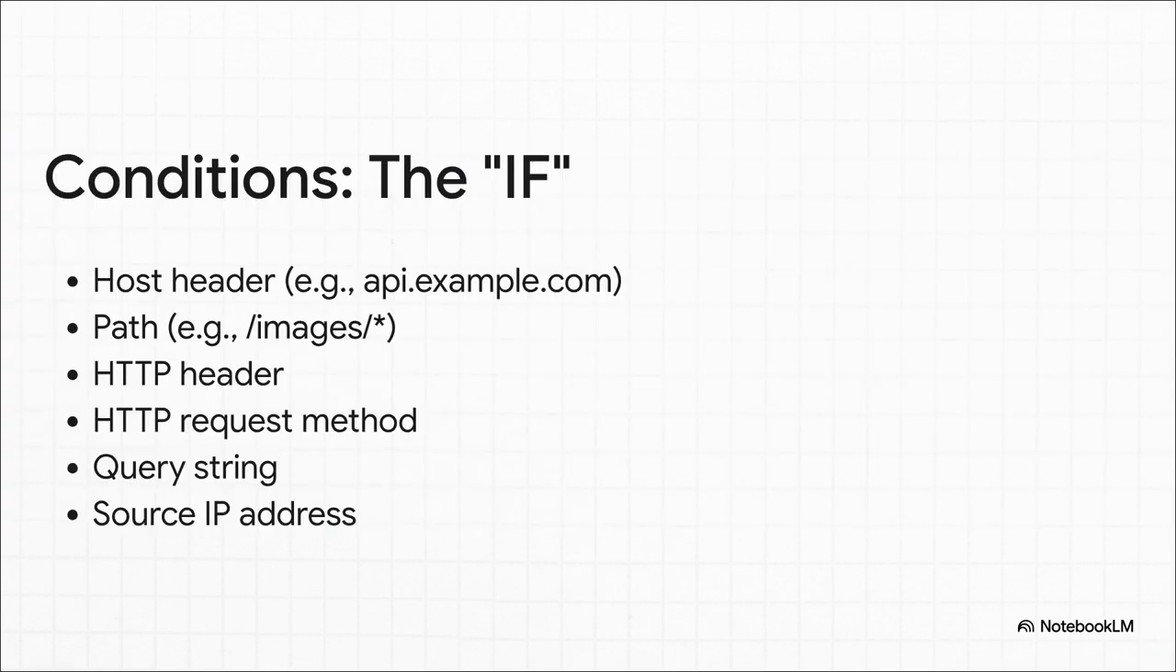So that if part is all about the conditions. The ALB can look at so many different parts of a request. For example, it can ask, is the user trying to reach api.example.com specifically? Is the path in the URL something like /images? Are they using a GET or a POST request? You can even check things like query strings in the URL or the user's IP address. It's like a checklist for every single visitor.